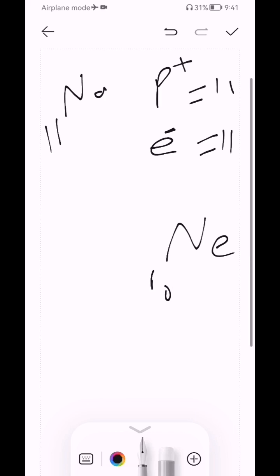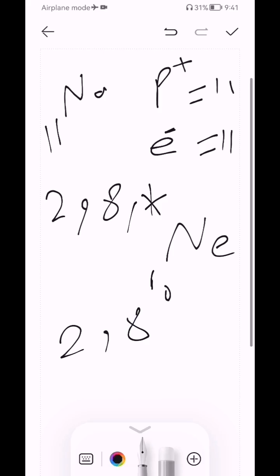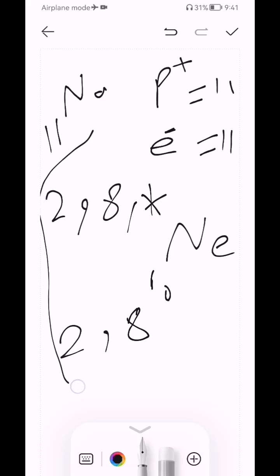So Na will lose the valence electron. The electron configuration of Na is 2 8 1, the valence electron equals 1, so it will lose this valence electron and become 2 8. And now this atom turns into an ion. This ion is called Na also.